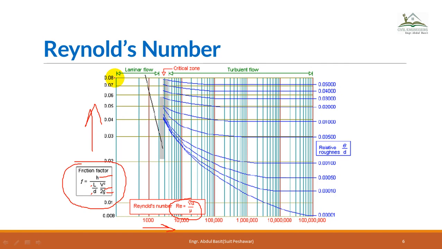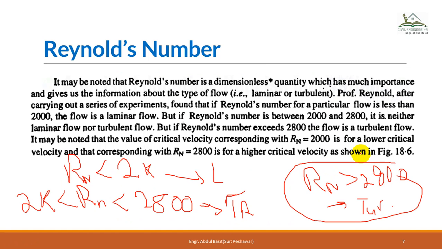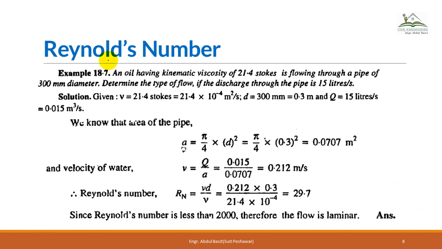So the zone from here to here is the laminar zone, this is the critical or transition zone from here to here, and from here onward is the turbulent zone. At the same time you are getting the relative roughness coefficient, that is e divided by D. This is something different and not related to your topic, so I'll discuss it later. This is the thing I've already discussed multiple times, no need to discuss it again.